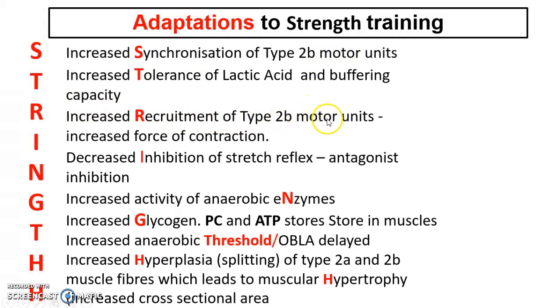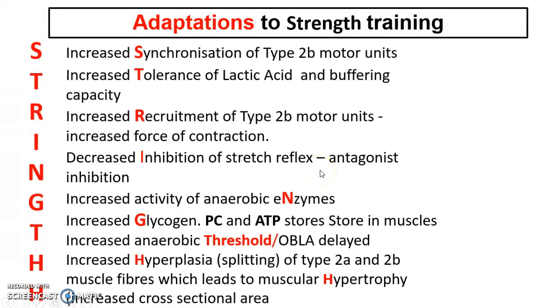motor units. On top of this, it's worth remembering that by doing these, they increase the force of contraction. On top of this, there's a couple of examples. Hyperplasia and hypertrophy are separate adaptation points. You get separate credit for those, of the 2A, 2B fibers.